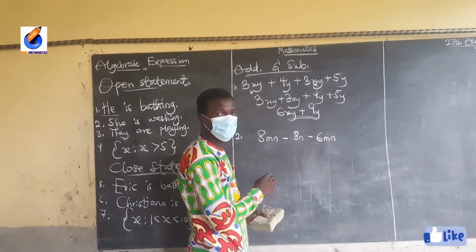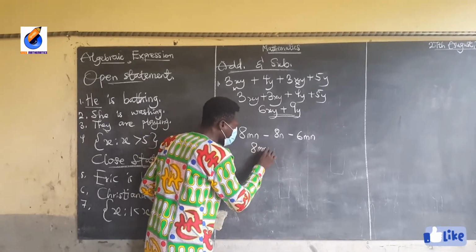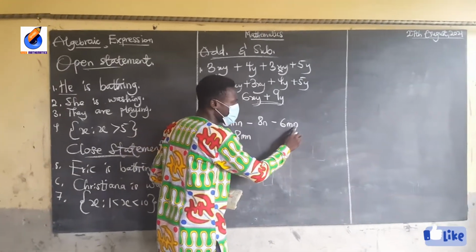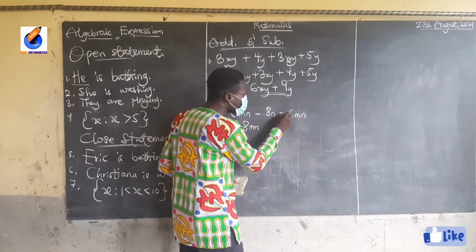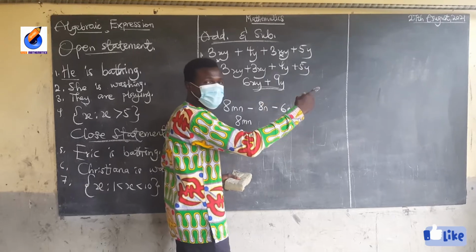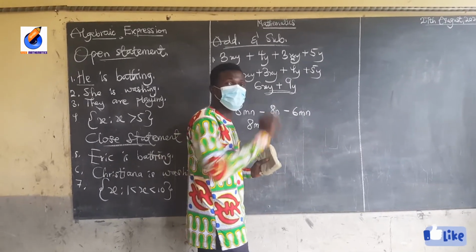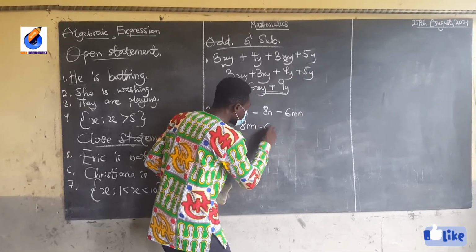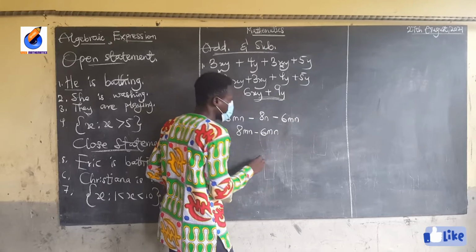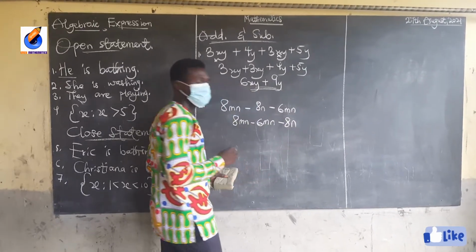So what do I do? I'll group like terms. So I have 8mn. This is mn, so I have to bring the mn here. But the sign in front of this 6 is negative. So wherever the 6 goes, the negative should be in front of the 6. So I'll say negative 6mn. Then the sign in front of this one is negative 8n.